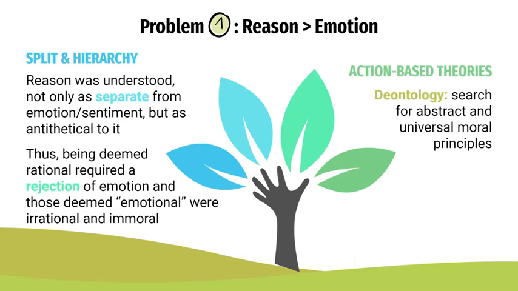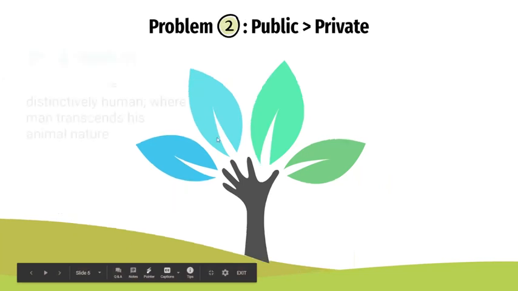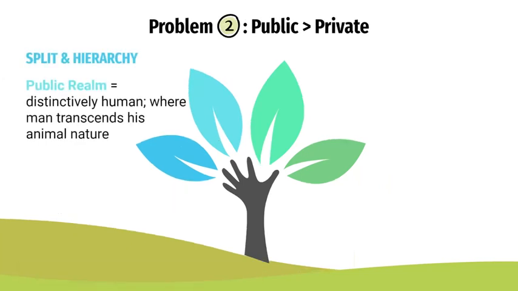And for action-based theories, right, for deontology like Kantianism, this informs this search for abstract and universal moral principles. And for utilitarianism, it's meant to be rationally and impartially calculating what will maximize happiness. So again, it imagines that we can think of humans stripped of any socioeconomic status, being able to calculate how people should or shouldn't respond to things like universal moral principles or calculating happiness. And that's just not the moral landscape that we find ourselves in. So this is going to lead to some very motivating criticisms by feminist philosophers in the 20th century and continue to this day.